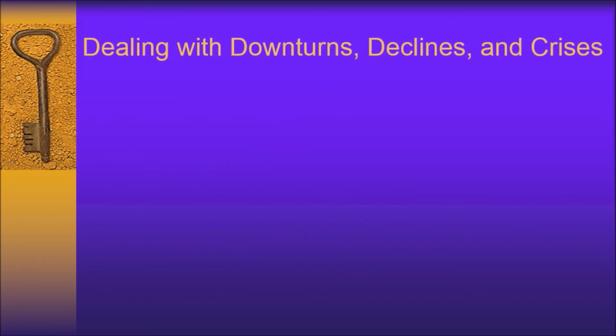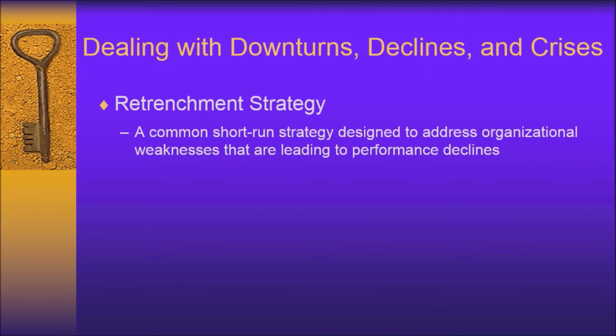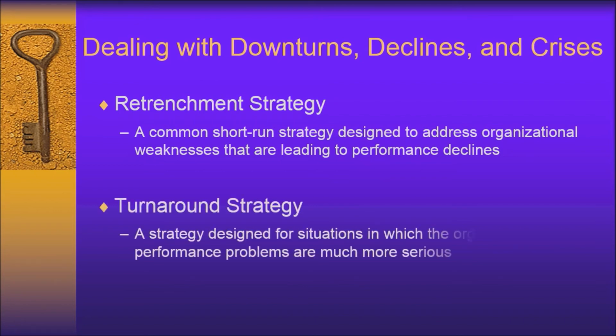Dealing with downturns, declines, and crises. Retrenchment strategy: a common short-run strategy designed to address organizational weaknesses that are leading to performance declines. Turnaround strategy: a strategy designed for situations in which the organization's performance problems are much more serious.